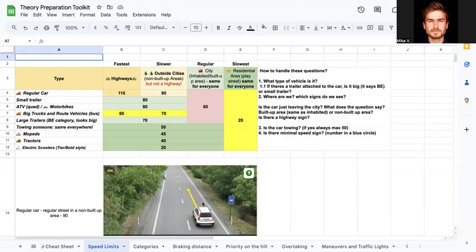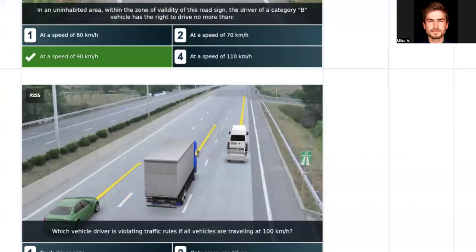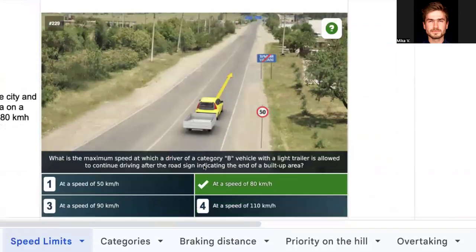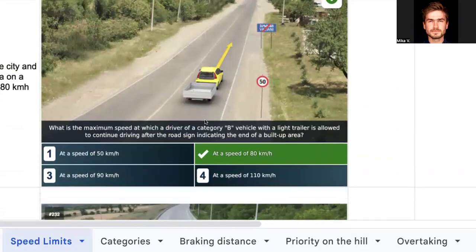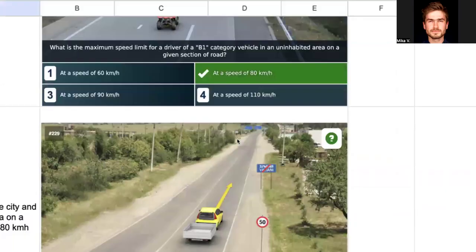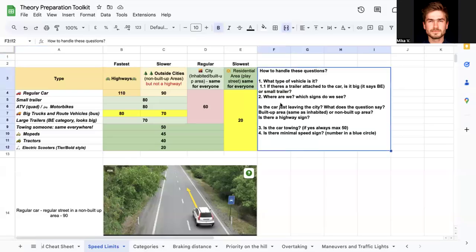B category. Second, we gotta check if there is a trailer attached to the car, and if yes, is it a big trailer? For example, it says it's category BE, or a small trailer. I'll show you how. Here is a small trailer picture, just a small picture, and here it doesn't say anything about BE in the question. And here's also a driver of category B. It's a small trailer, or here it says category BE. This would mean a large trailer, right? It always says BE if it's a large trailer.